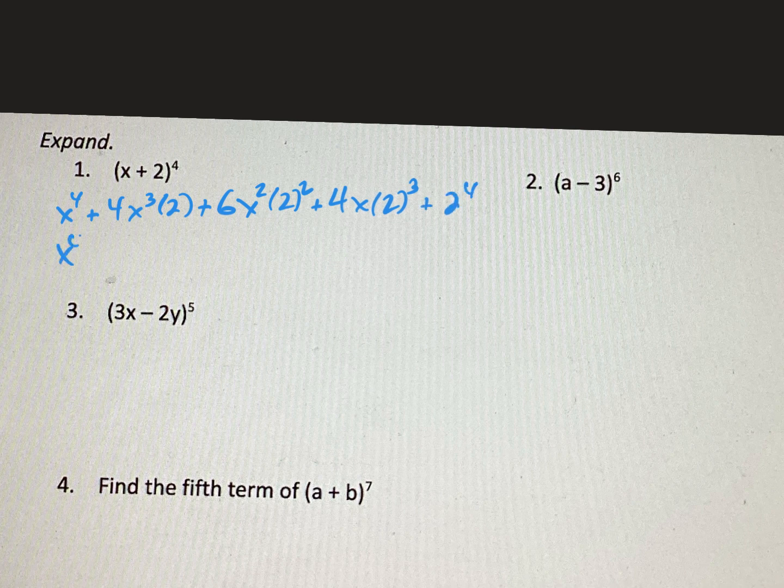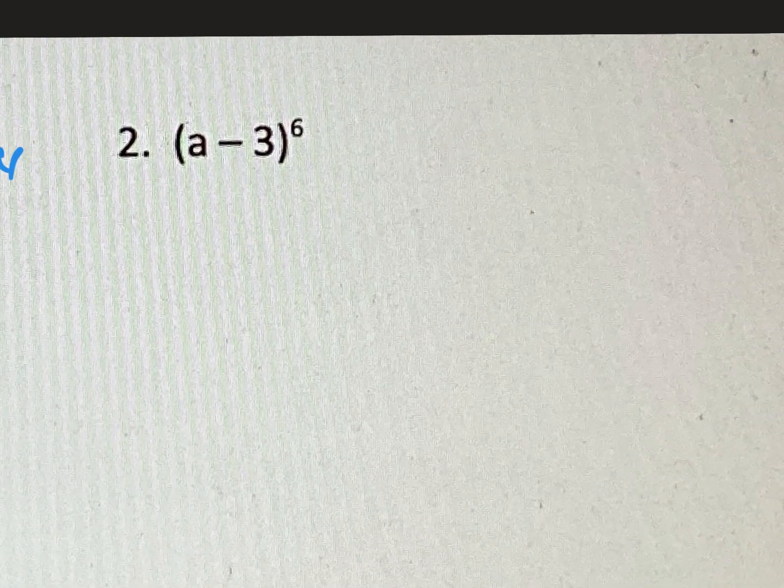Just work those things out. 2 times 4 is 8x cubed. 2 squared is 4, 4 times 6 is 24x squared. 2 cubed is 8, times 4 is 32x. And 2 to the fourth is 16. So there's number 1. Number 2 is going to be even bigger because it's the sixth power.